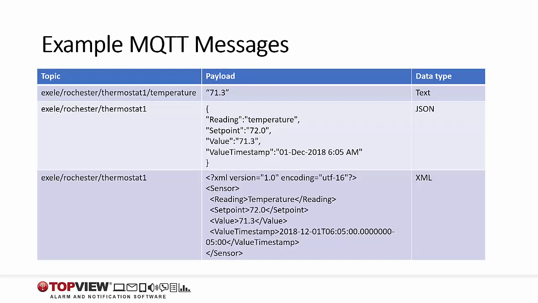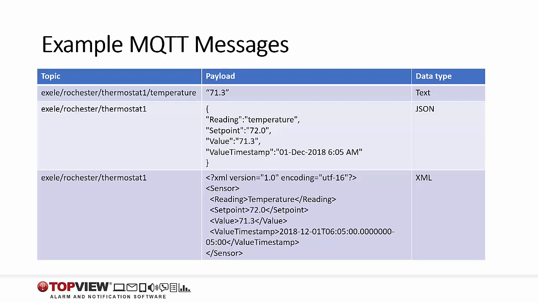Here are 3 examples of how we can send thermostat data using MQTT. In this example, a thermostat can send 2 pieces of data, the thermostat set point and the current temperature reading. In the first example, the current temperature value is the only data in the message payload. Since the thermostat can send both set point and temperature data, the word temperature is included in the topic.